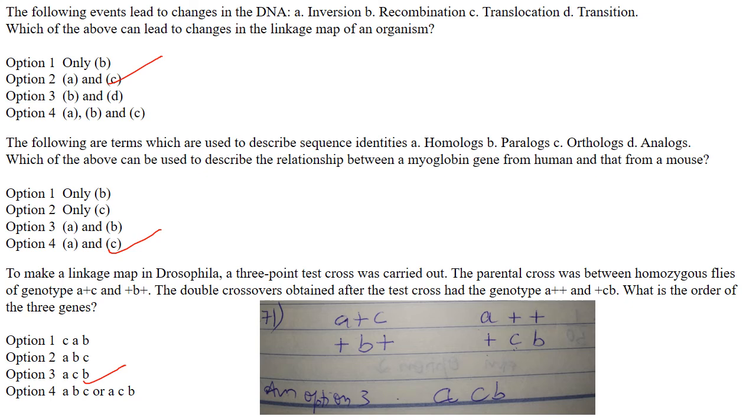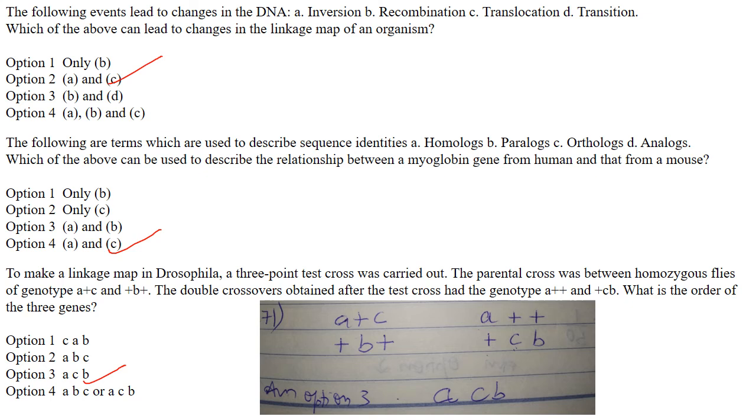Then to map a single linkage map in Drosophila, a 3-point test cross was carried out. The parental cross was between homozygous flies of genotype A plus C and plus B plus. The double crossovers obtained after the test cross had the genotype A++ and plus CB. What is the order of the gene?